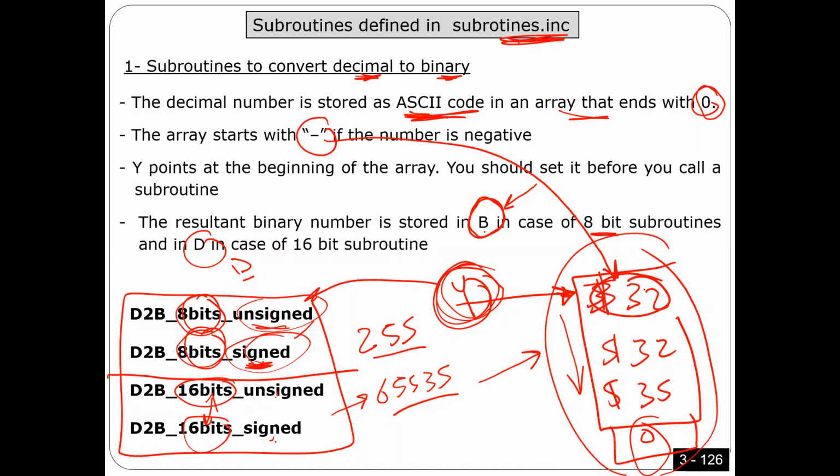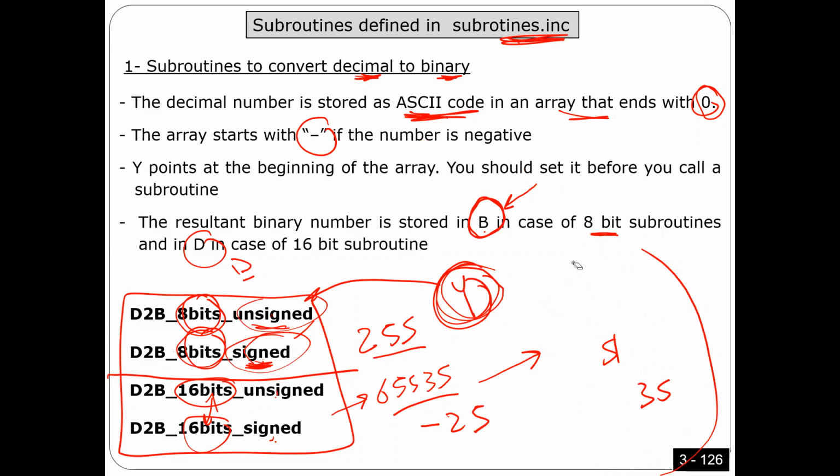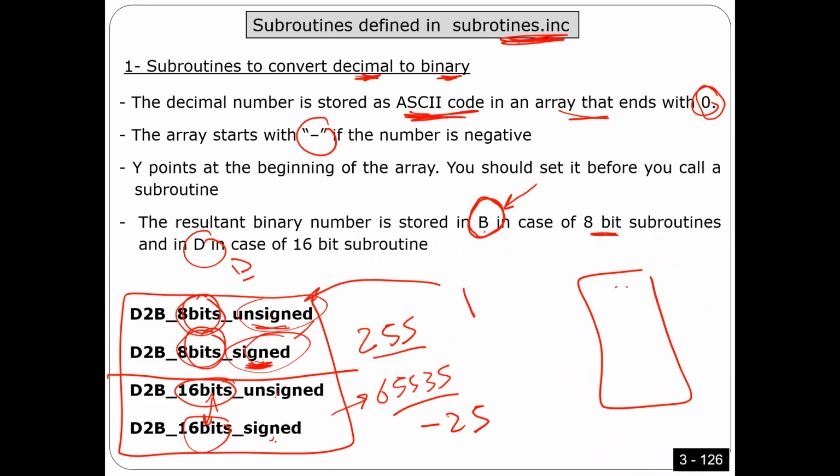Again, if your number is negative, for example negative 25, the way you have to do it is: here the ASCII of negative, the ASCII of 2, which is 32, the ASCII of 5, 35, and then 0. And then your beginning address should be in Y, and then you call this function, signed. So this is going to make the signed conversion. I just want to make it easy. We have 4 functions. You can use these 4 functions to convert decimal to binary.